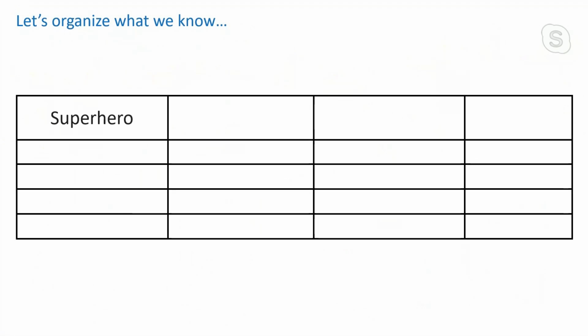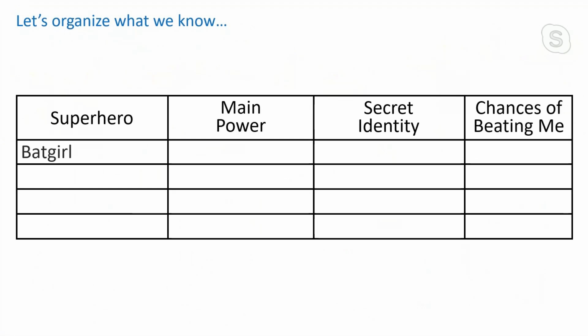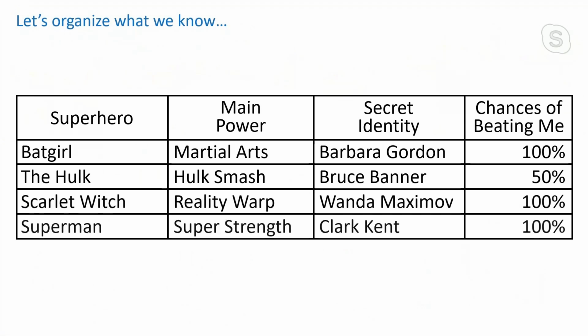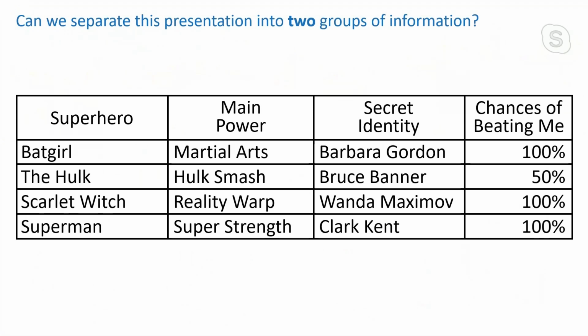So I'll create a table, and we'll put some column headers here. For the information, we'll put Batgirl here, secret identity Barbara Gordon, chances of beating me in a fight, 100%. The Hulk, main power is Hulk smash, secret identity Bruce Banner, chance of beating me in a fight, about 50% if I catch him on a non-Hulk day and I sneak up. Scarlet Witch, and there's Superman. So this is the information that we have here when we're talking about the things that I know.